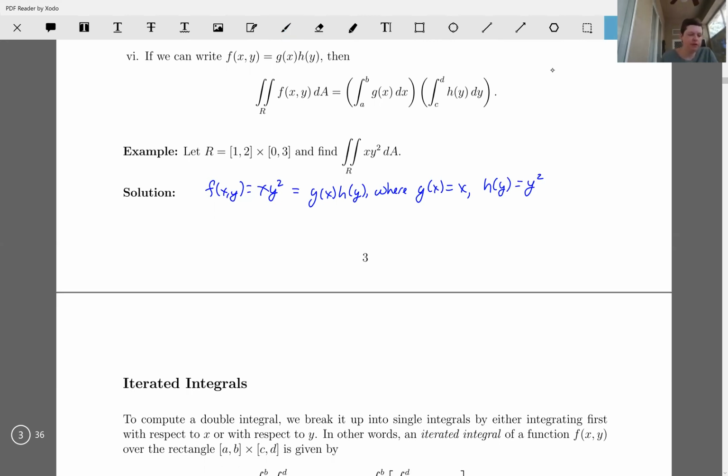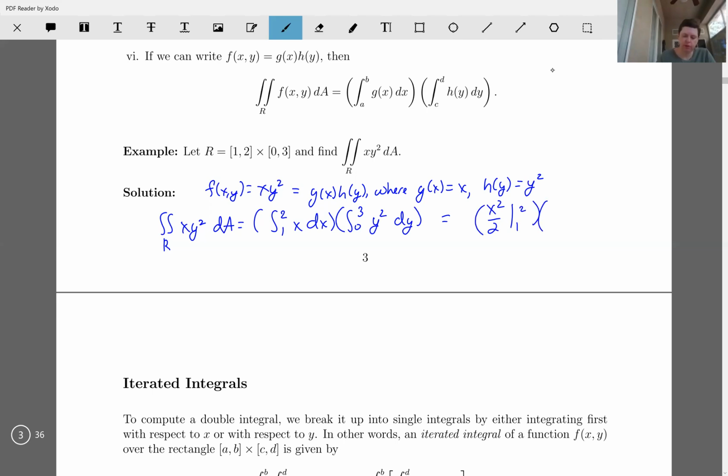And so if we do that, then our integral over our rectangle is going to equal the product of the integral over x, which is the integral from 1 to 2 of the function x, and the integral over y, which is the integral from 0 to 3 of y squared. So that's x squared over 2 from 1 to 2 times y cubed over 3 from 0 to 3. That's going to give me 3 halves times 27 over 3, which is 9, so 27 halves.